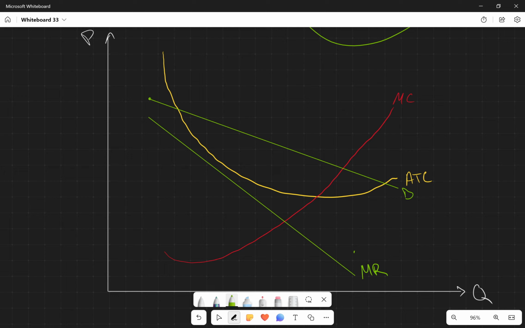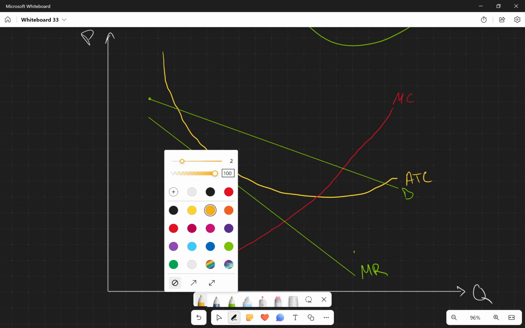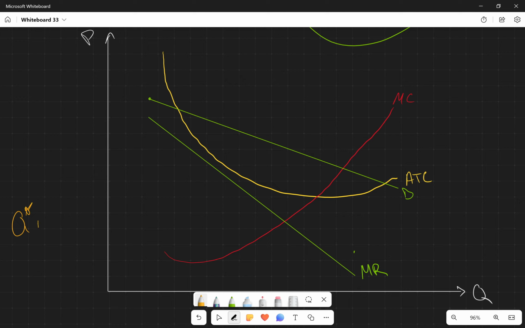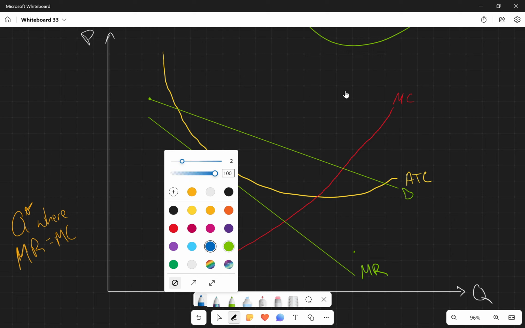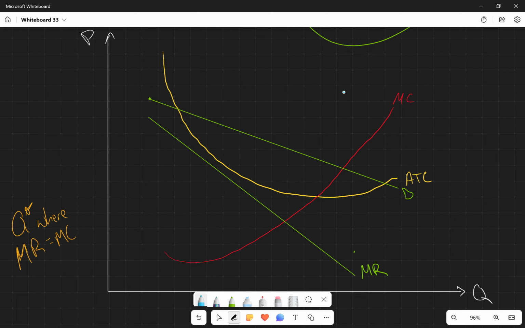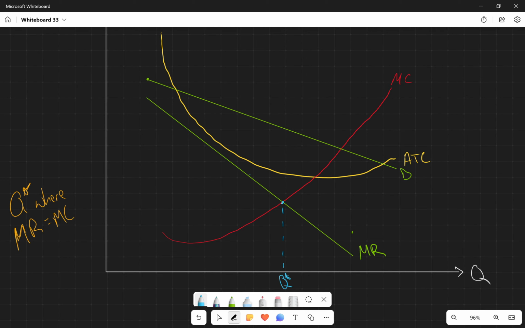So now we've really deviated from the very simple situation that we had with perfect competition, right? But our rules stay the same. Our optimal allocation rule is the same. We're going to pick a Q star where our marginal revenue is equal to our marginal cost. So we are going to find our marginal revenue curve where it intersects our marginal cost curve, and that is going to be our profit maximizing Q star.